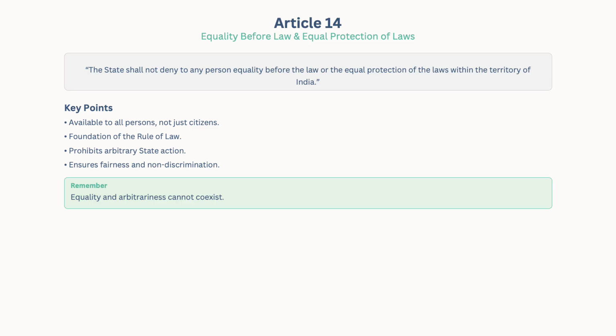And no person is above law. Equality before law means no person is above law. And equal protection of laws means equal treatment in similar circumstances. Okay. Now, I think it's clear: equality before law and equal protection of laws. And exceptions to Article 14. Now, Article 14 says that everyone is equal before the law and everyone should be equally protected by the law. But there are certain exceptions, okay?